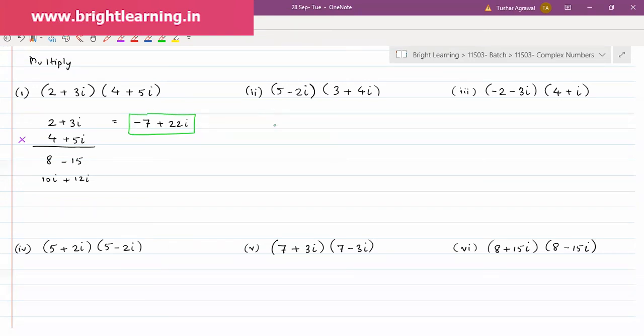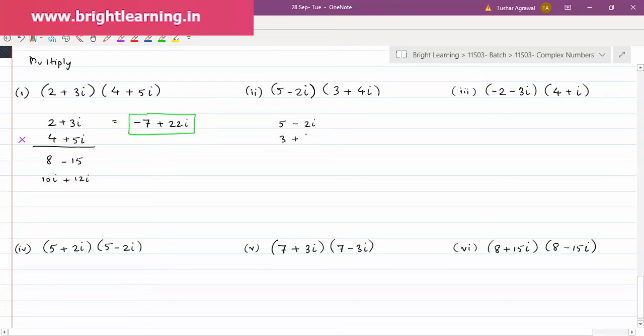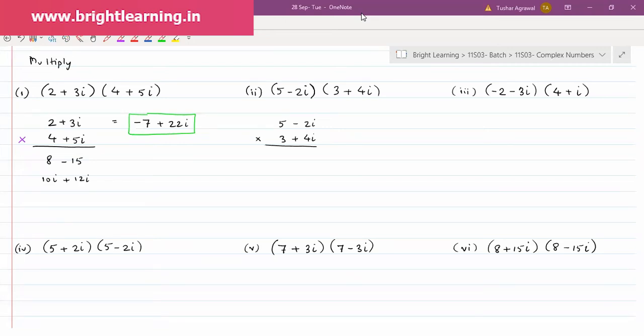Okay. Second one, 5 minus 2i, 3 plus 4i. In the board exam, do not do this cross multiplication. Just 1 second, students. 1 minute. Yes. 5 minus 2i, 3 plus 4i.